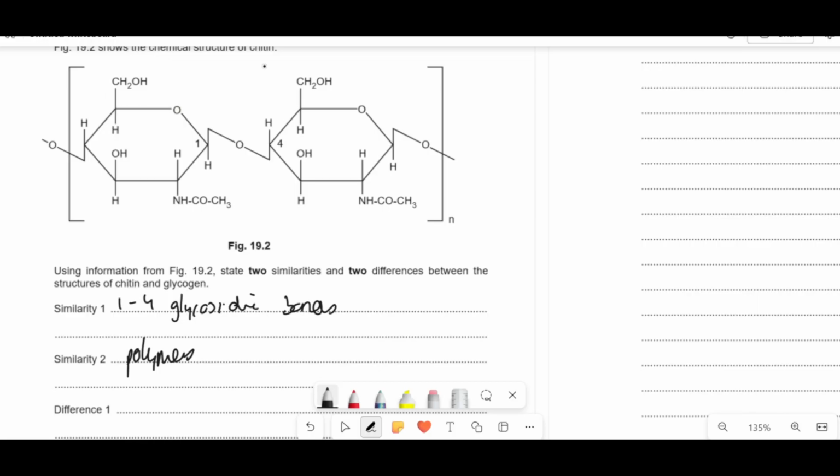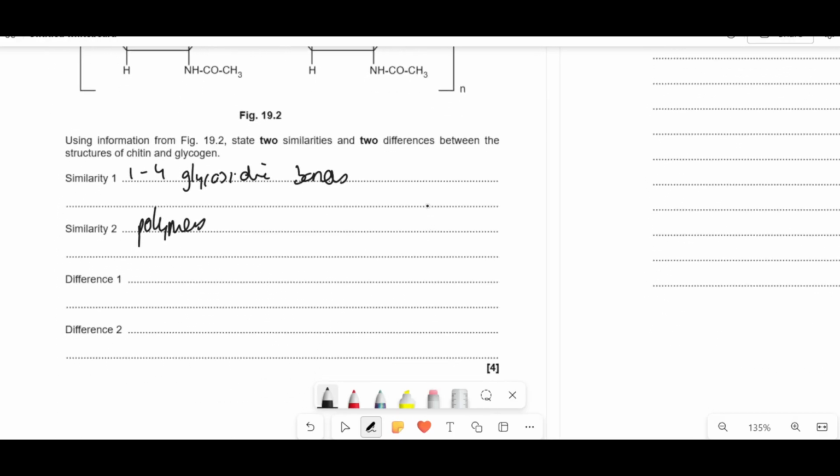And then what else can I see? I think those are like the main ones. Oh, and also, sorry, these are 1, 2, 3, 4, 5, 6. So yeah, they're both 6 carbon compounds as well in their monomers. Because you can see there's 2 repeats of these there. Now, what's the difference? Well, one thing here is there was nitrogen in there. Glycogen doesn't have nitrogens in it. So there's N in chitin, but not in glycogen.